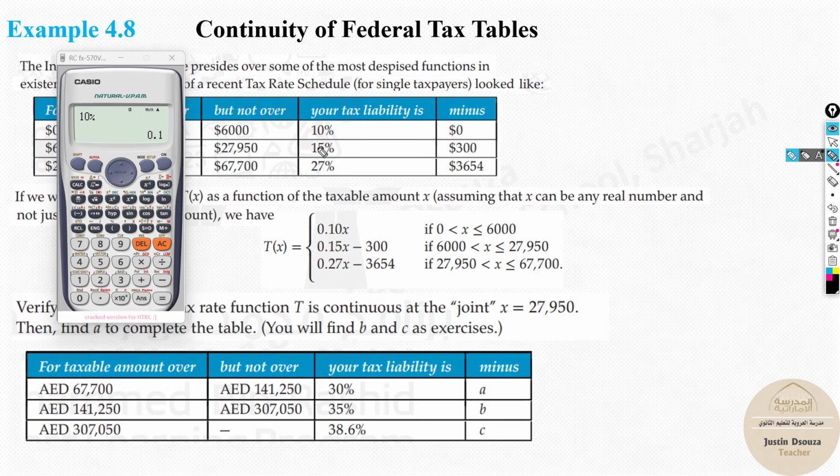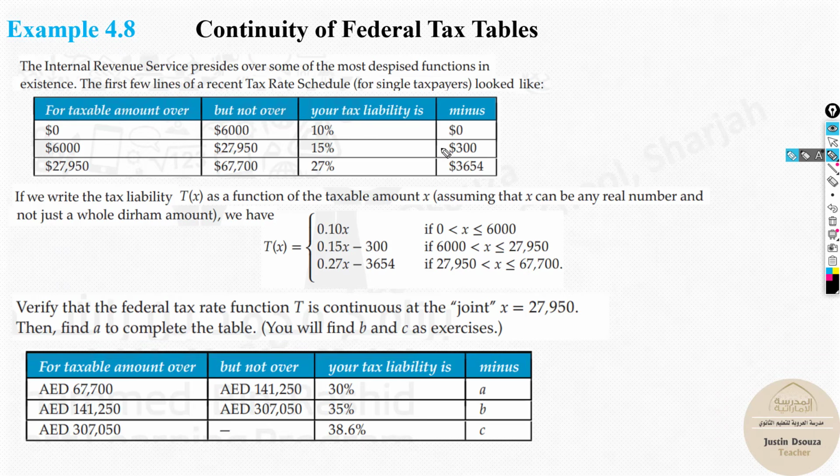So here you get 0.1, 0.15, 0.27x. I hope this much is clear, how we get these piecewise equations. And now what is this? Minus, you are just minus 0. Since it's 0, we don't write it. Minus 300, minus 3,654. Now what is the range for these?